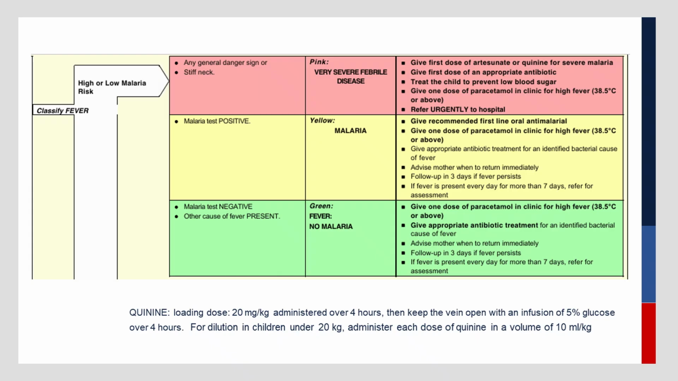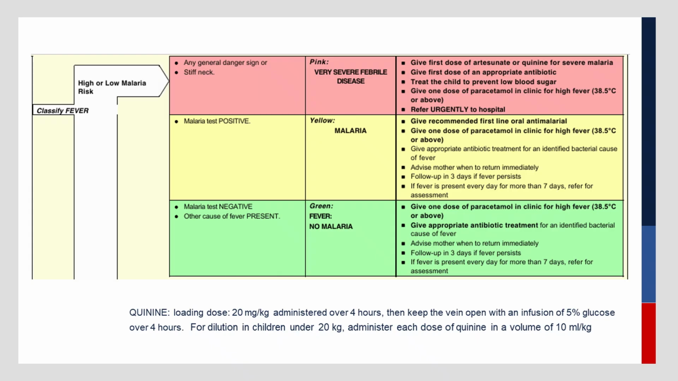Now, in case the child had fever, but the malaria test comes out negative, but this child still has fever, you're going to classify this into the green zone, which means that there is no malaria. You're going to give the child paracetamol. If you think there is any bacterial infection, maybe the child is complaining of a pain in passing urine, or we have discussed ear, throat, or anywhere you suspect that there is bacterial infection, give them appropriate antibiotic. Again, explain to the mother the danger signs. Follow up in 3 days.